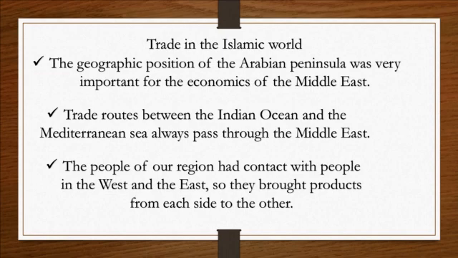The trade routes where people were passing from one place to another to sell and buy their items involved the Indian Ocean and the Mediterranean Sea. For this reason, the people of the Middle East usually have an advantage of getting things easier than other people. So the people of our region had contact with other people in the West and the East. So they brought many products from each side to the other.